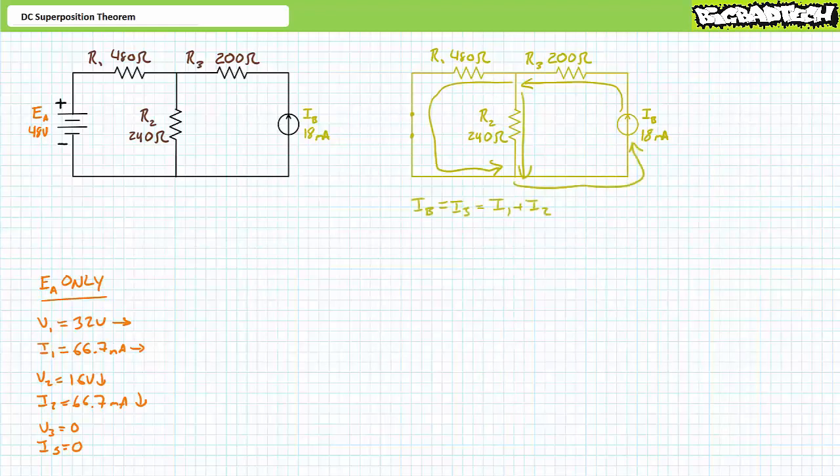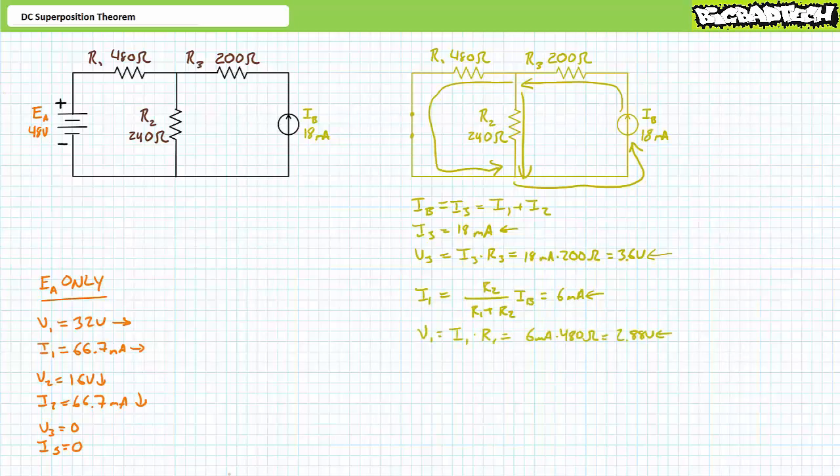A Kirchhoff's current law analysis of the as-analyzed circuit suggests that IB equals I3, which equals I1 plus I2. I3 must equal 18 milliamperes traveling right to left. An application of Ohm's law demonstrates that V3 is 3.6 volts, positive to negative, right to left. An application of the DC current divider rule suggests that I1 is 6 milliamperes traveling right to left. An application of Ohm's law demonstrates that V1 is 2.9 volts, positive to negative, right to left.